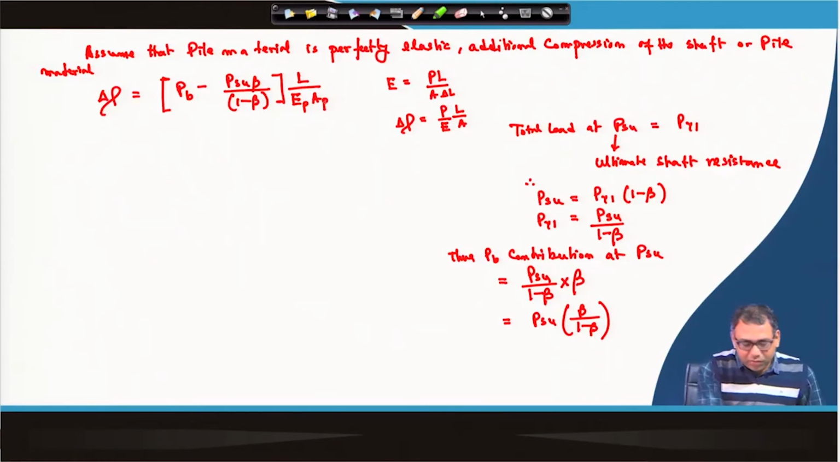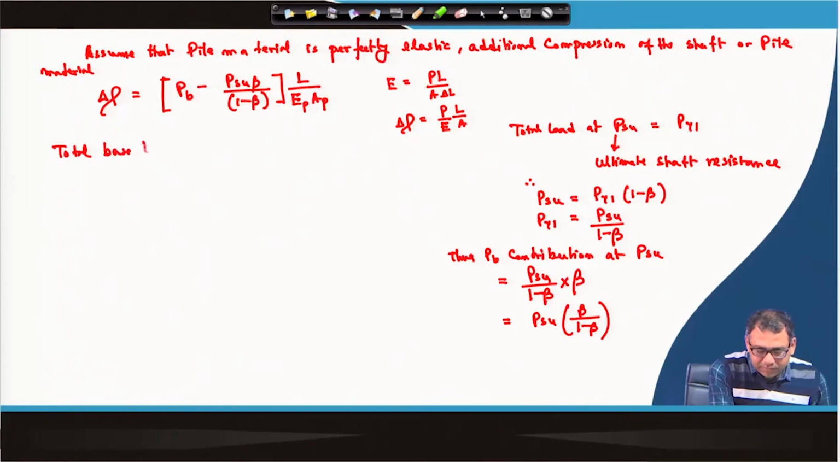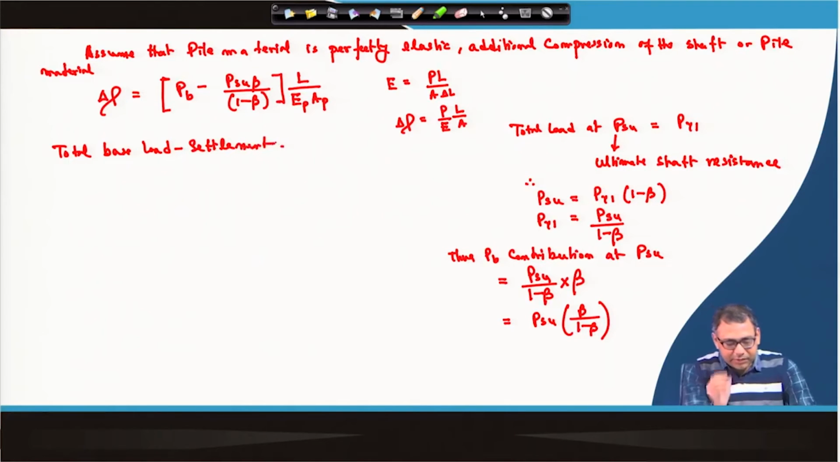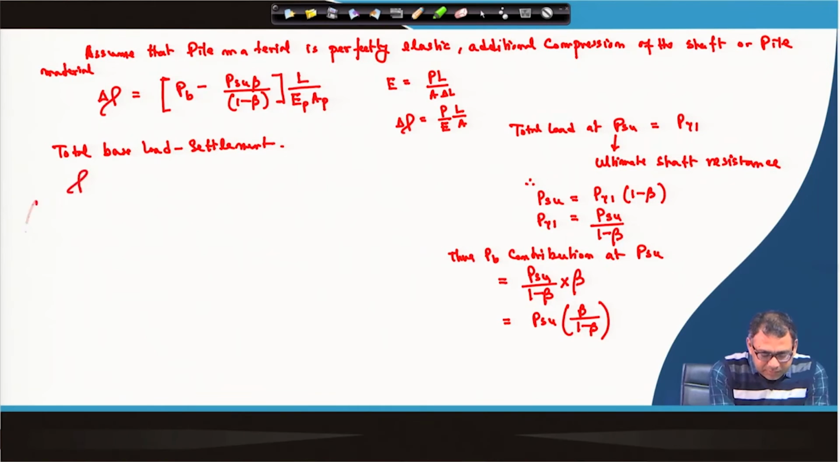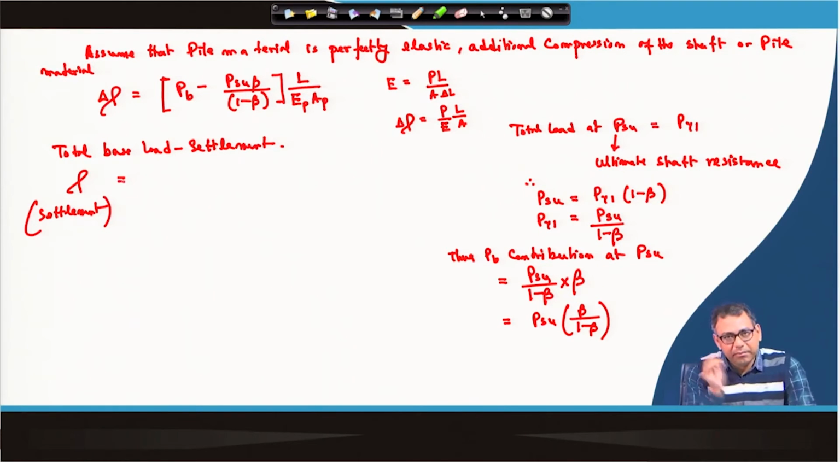So, the total load, now the total base load versus settlement will be, that means the total settlement will be the settlement due to the soil and settlement due to the pile material.